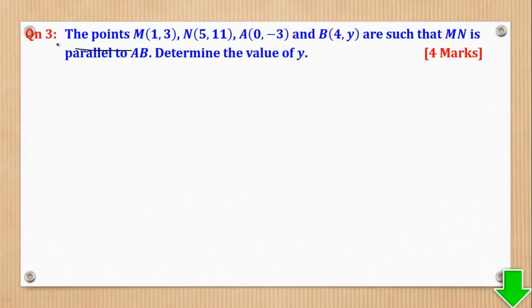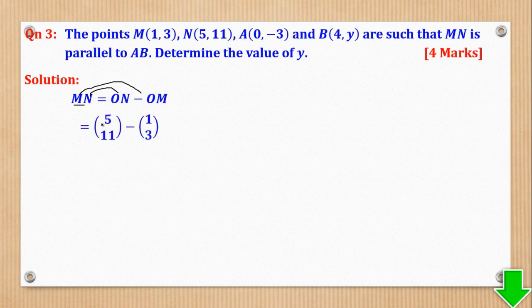Then question 3, that was question 2. Now question 3 says the points M, N, A, and B are such that MN is parallel to AB. Determine the value of Y. So first thing to do is to get the vector MN. Vector MN is ON minus OM. That's the order. So ON is this in vector form, then this in vector form.